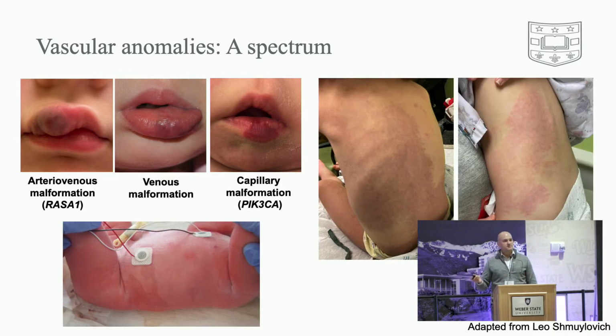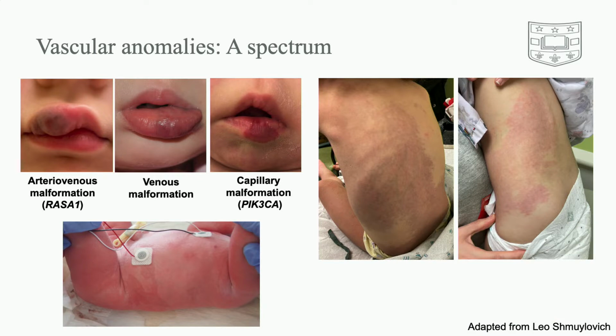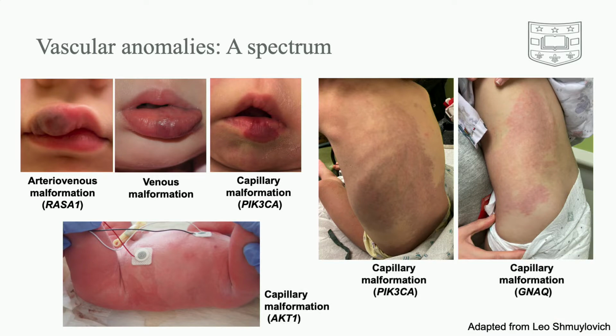And then another example, these are three patients that have a big torso capillary stain. And when we did further diagnostic workup, the patient on the bottom left had an AKT1 mutation. The patient in the middle had a PIK3CA mutation, and the patient on the right had a GNAQ mutation. All of them somatic, which I'll explain what that means and why that's significant in a second.